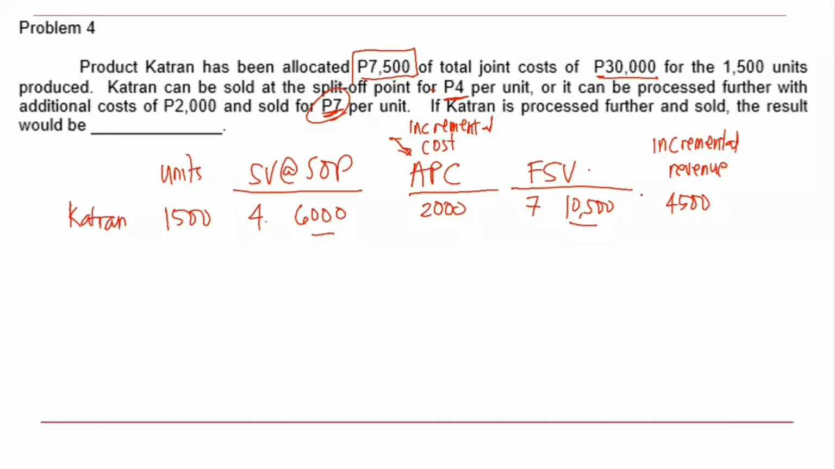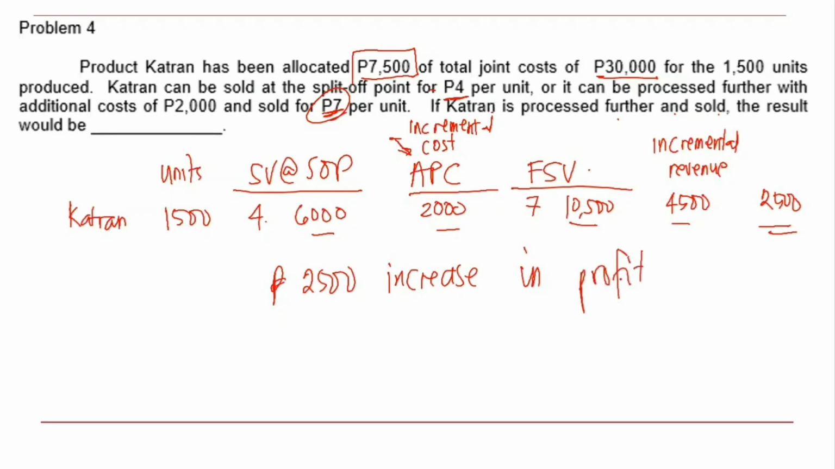So with that, pag kinompare mo incremental revenue at incremental cost ng Katran, makikita mo na ang incremental benefit natin ay 2,500. Ang tanong, if Katran is processed further and sold, the result would be 2,500 na increase in our profit. Okay? So that would be answer for problem number 4.